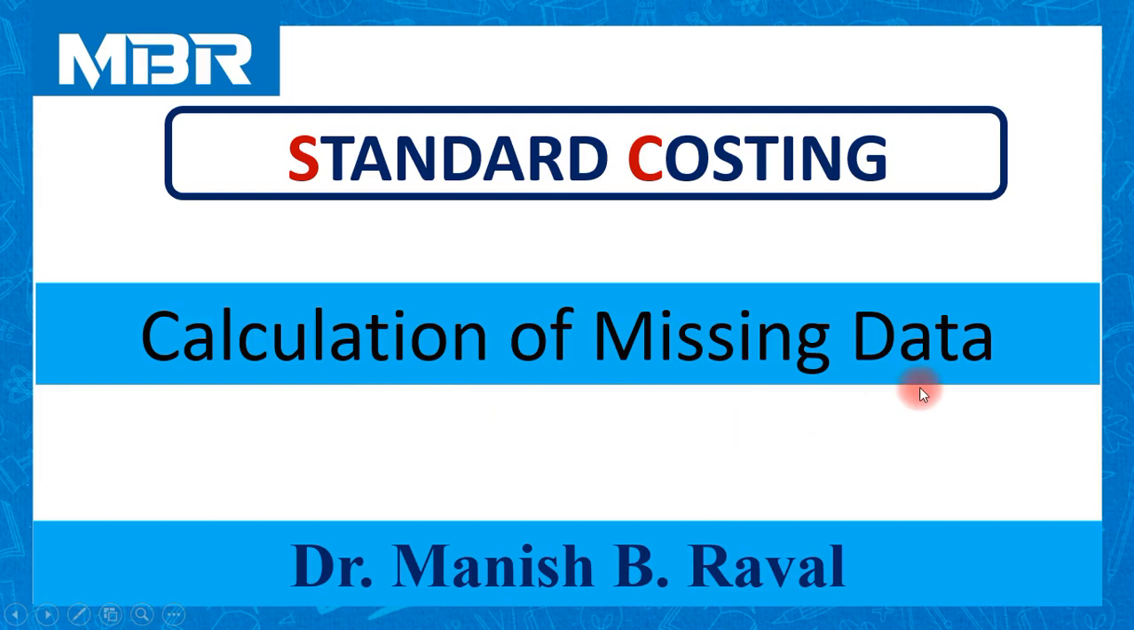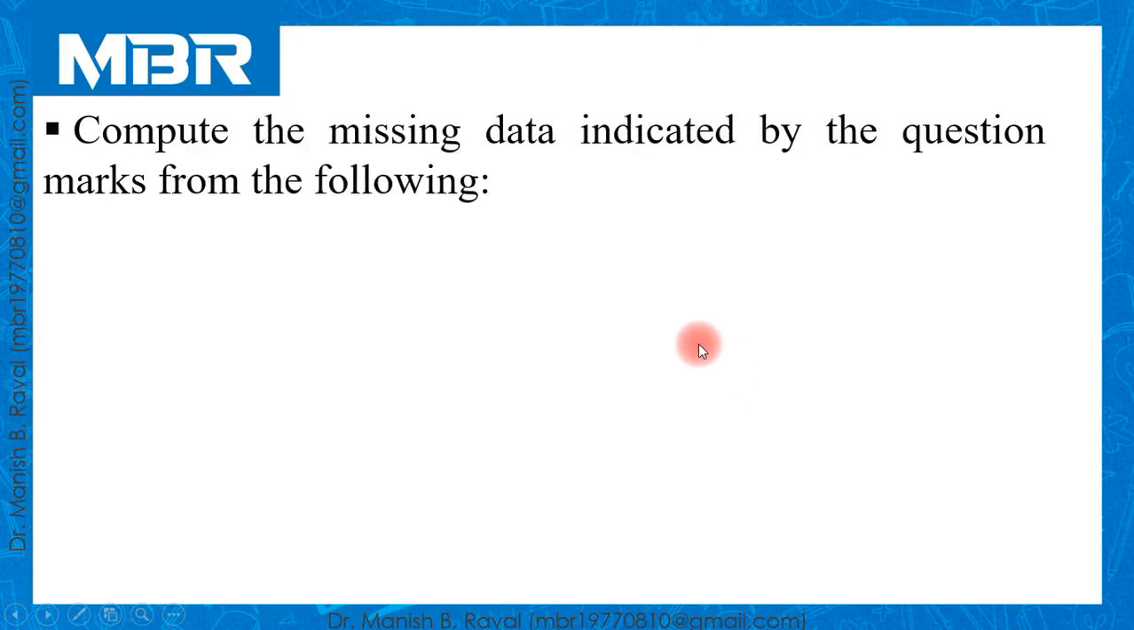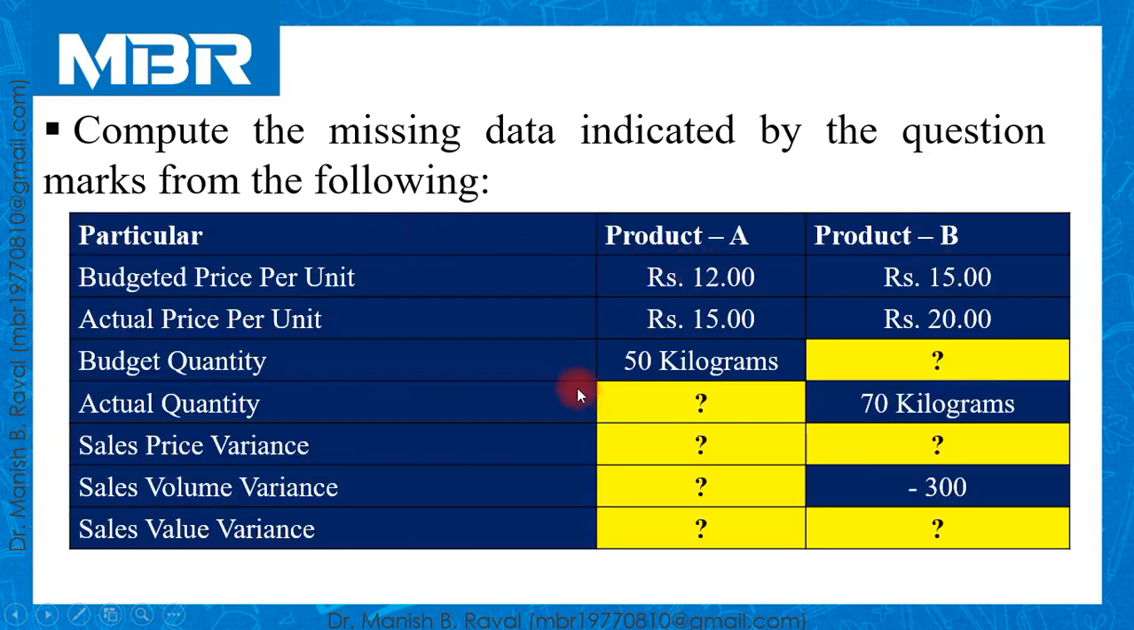Before starting this particular variety, it is necessary for all of you to understand the nature of the question. Compute the missing data indicated by the question marks from the following. On your screen, a table is available with two different products, product A and product B. You can check that all information marked with yellow color has a question mark. It means we need to complete the table after calculation of all missing items.